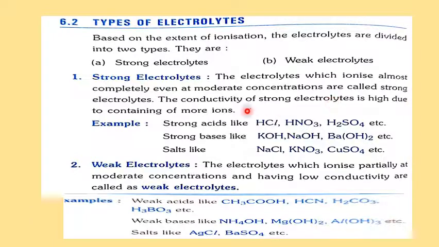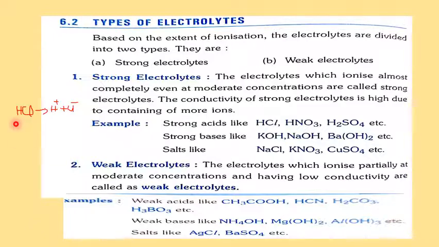Okay, listen. What is the strong electrolyte means? Take example, HCl. This is the example of strong electrolyte. It ionizes or dissociates into H plus, Cl minus. Okay, listen. This is the strong electrolyte.